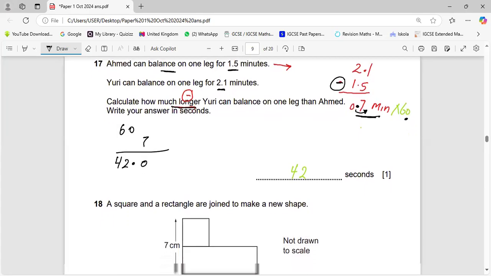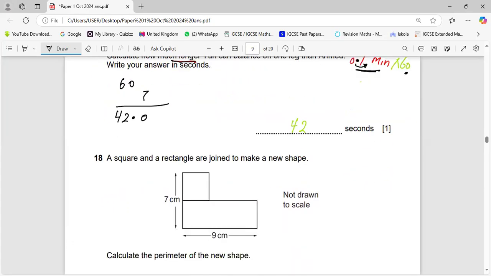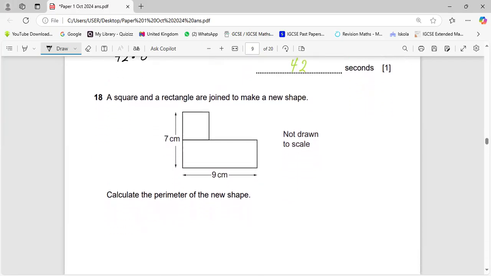The next one. He asks you about a square and rectangle that are joined to make a new shape. He asks you about the perimeter. You have to know the meaning of perimeter. The meaning of perimeter is, if I make a fence around the shape, this is called the perimeter. This one, this is the perimeter. Don't care about inside this one.